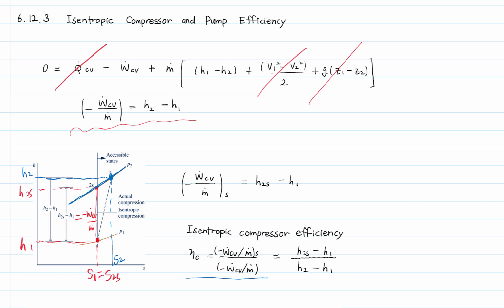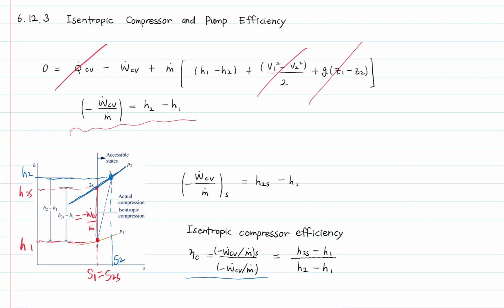The isentropic efficiency of a compressor is the ratio of the isentropic work input to the actual work input. Note that the isentropic work input is in the numerator and the actual work input is in the denominator. That is the opposite to the turbine. This is because for compressors, the isentropic work input is smaller than the actual work input. So we want the efficiency to be smaller than 100%.